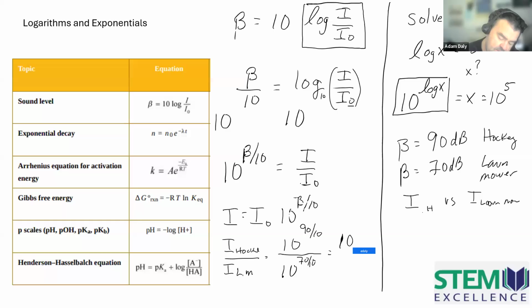which is 10 to the 9 over 10 to the 7, which is 10 to the 9 minus 7, or 10 to the 2. So it's 100 times, right? So it's 100 times more intense sound in the hockey game than being near a lawnmower. And that's how we would use that, the power first determining I and then solving for it.